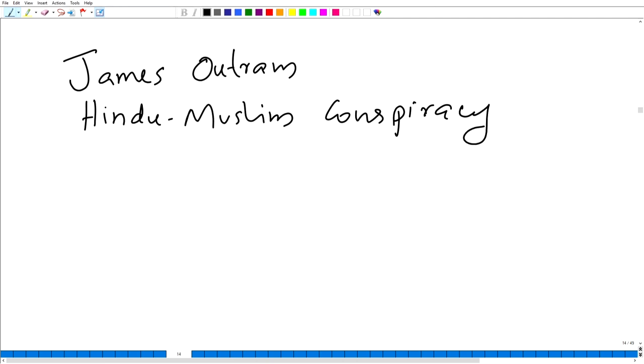He states that the Muslims conspired the rebellion by highlighting the flights of the Hindus. This was the opinion tendered by James Outram. This explanation is also not satisfactory.